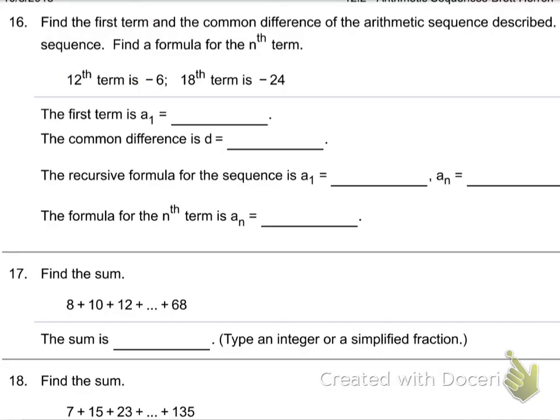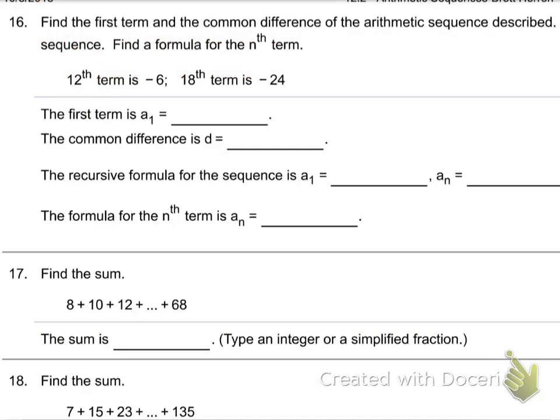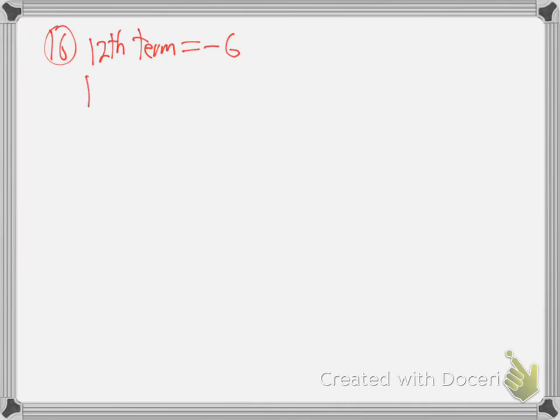Here, let me rewrite 16. They're basically saying the 12th term is negative 6, and the 18th term is negative 24. Okay, so step 1, find d. So find the difference the way we did. Give you a second.